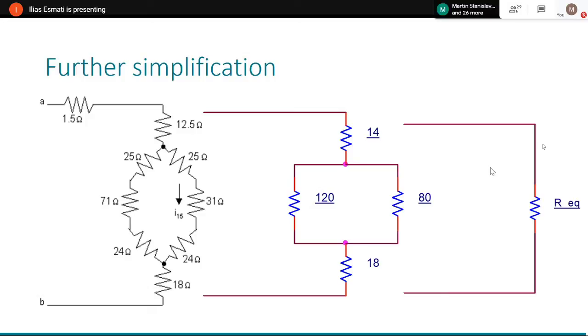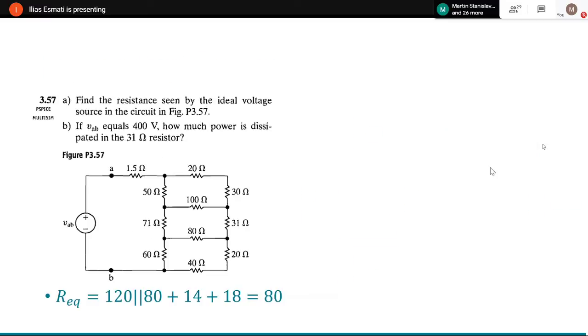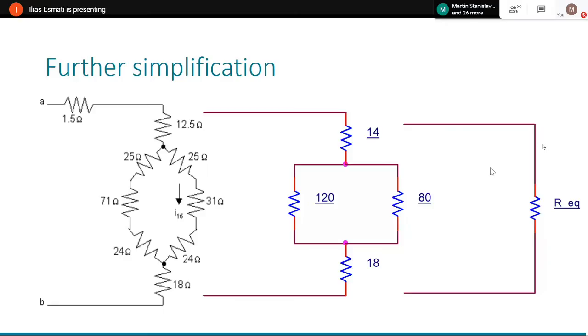Say yes. Wasn't the exercise to find the power dissipating 31 ohm resistor? Yes, you can do that. That was the exercise. But I took it further, that you can see that I can make it to only one equivalent resistor.